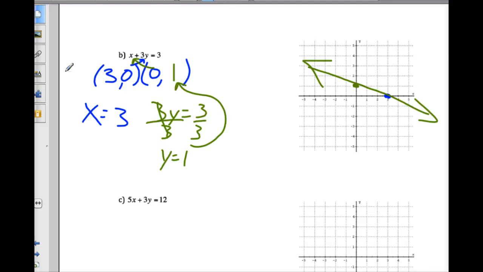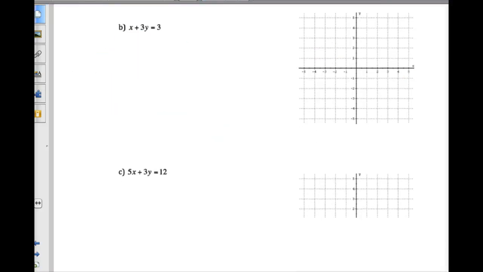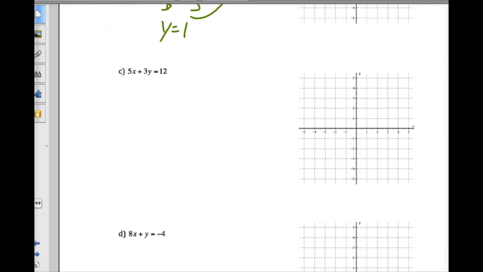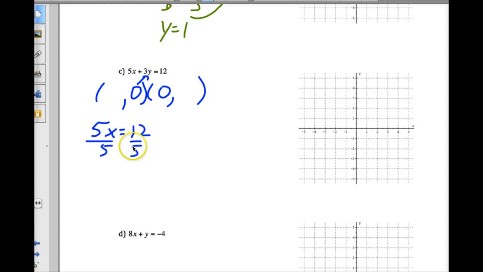Okay? Now, on that third one, 3 doesn't go into 12 evenly. What happens if it doesn't work out evenly? You're going to deal with fractions, and you're just going to estimate and use your best judgment. You guys are all smart kids. Watch this. I'm going to put 0 in for y. Cover it up, because 3 times 0 is nothing. Goes away. 5x equals 12. And kids are like, oh, geez, 12 is not divisible by 5.